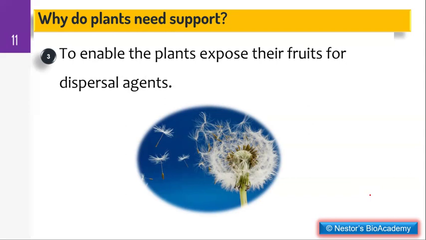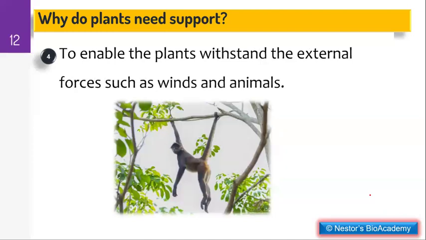And again, remember, plants are not alone in their settings. We have animals that occasionally rub themselves against the plants. We have monkeys that will always want to jump from one branch to another. A good support framework ensures that the plant is able to withstand such external forces, such as winds and animals in their habitats. So support becomes a very, very important aspect in plants if plants are to meet their physiological needs in an effective way.